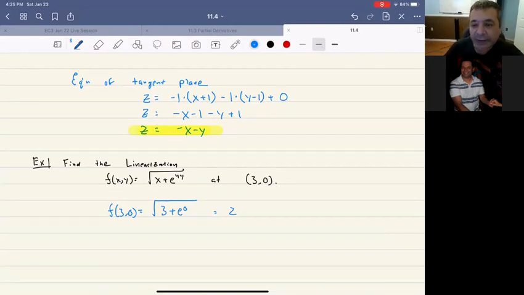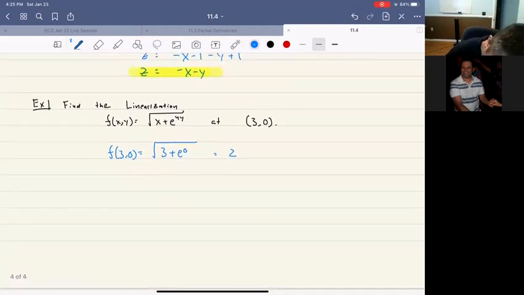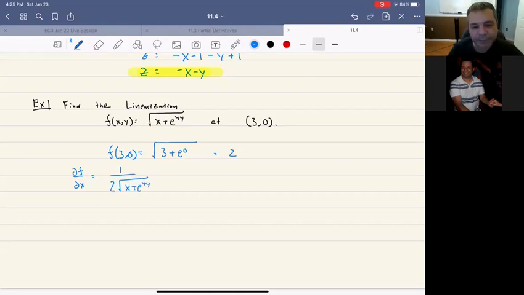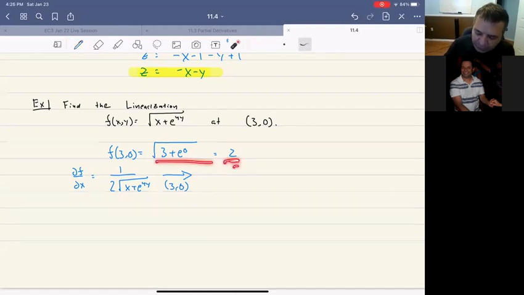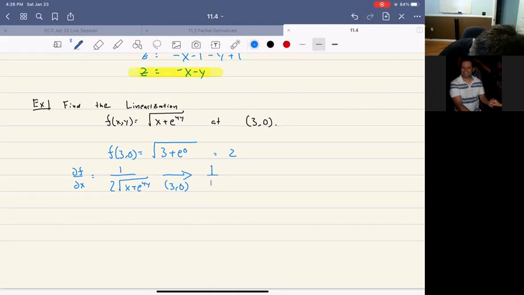Okay, now we're going to take the derivatives. Partial f with respect to x is 1 over 2 square root of x plus e to the 4y. Plugging in 3 comma 0. This is a nice little trick. We already know this square root is equal to 2, right? So when I plug in 3, 0, it's got to be equal to 2. So that's going to equal 1/4. It's just a little trick to keep yourself engaged in it.